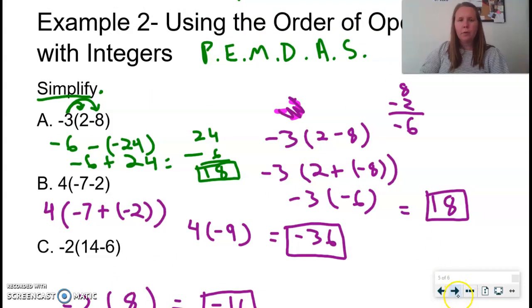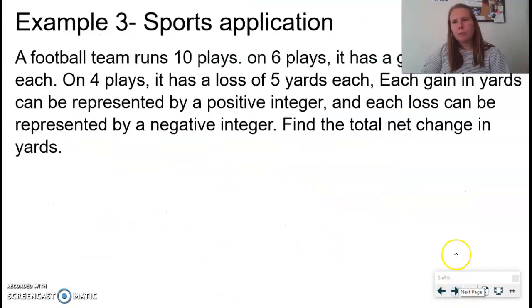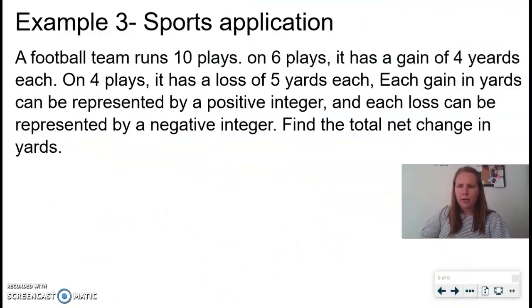All right, one more problem. We've got a word problem here. Alrighty, so this one is a sports application, and we're going to talk about football. I don't know the rules of football very well. Someone might need to teach me better. But here's what it says. It says a football team runs 10 plays. On 6 plays, it has a gain, oh, I didn't spell it right, of 4 yards.